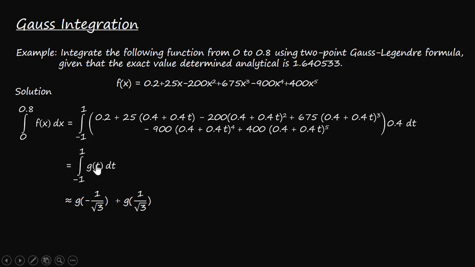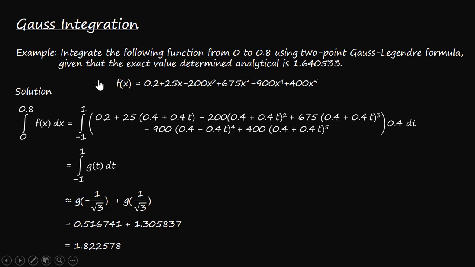So whatever the value of g of t we will get from here, we will evaluate it at -1 upon square root of 3. We will get 0.516741, and the value of the function at 1 upon square root of 3 is 1.305837, and the sum of these two numbers is 1.822578. And now this number is the required approximate integral of the given function f of x from 0 to 0.8 using the 2-point Gauss-Legendre formula.